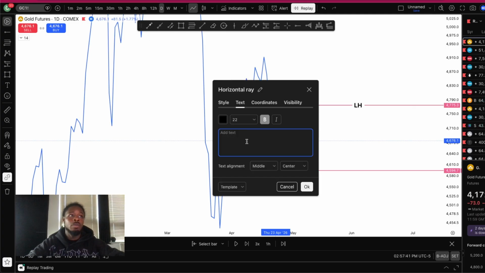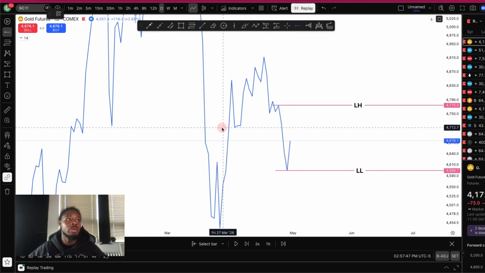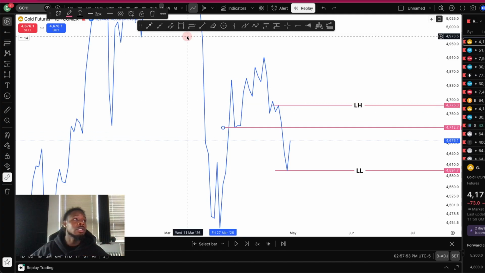What you guys gotta remember is, once you got these two things, I always look to the left and see our midpoint. We got an M right here. I always mark the midpoint. That's just something to pay attention to.